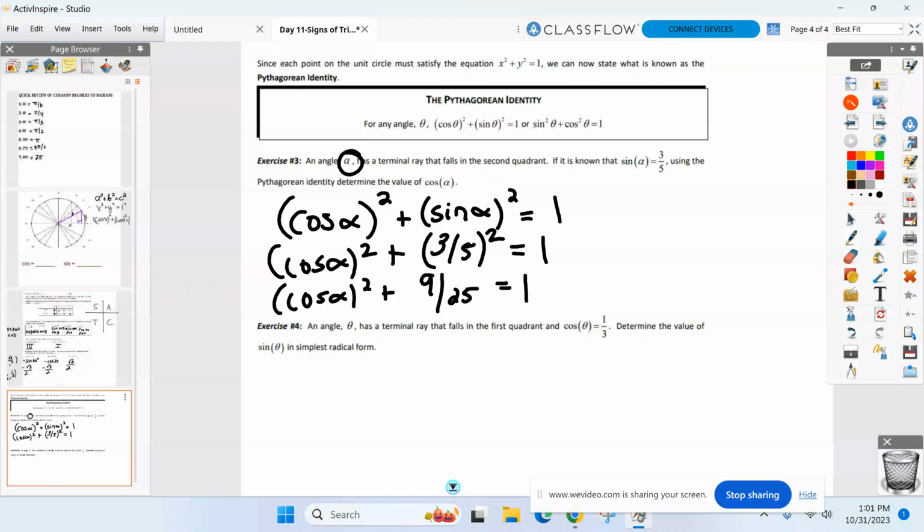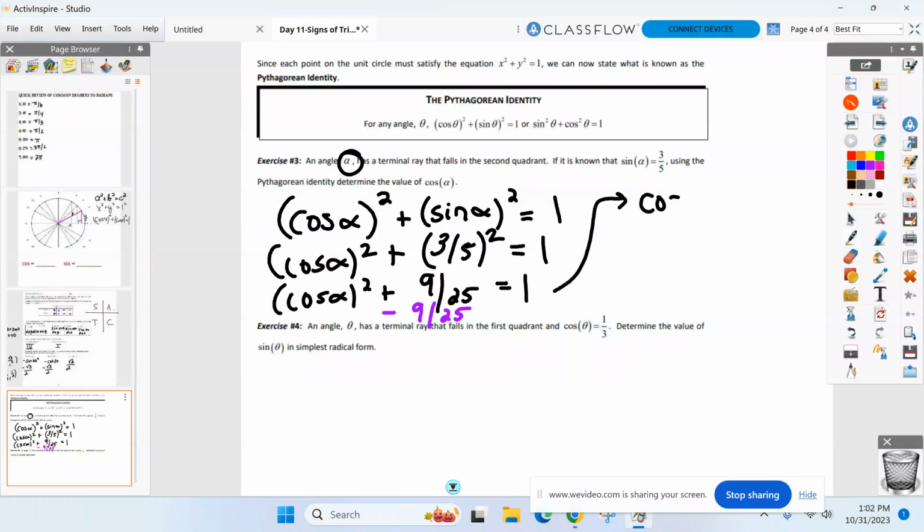Next step, remember what I'm solving for right here. I've got to get cosine alpha by itself, so I've got to do some moving. What's got to move? 9/25. How's it going to move over? Yes, yes. Move it over.